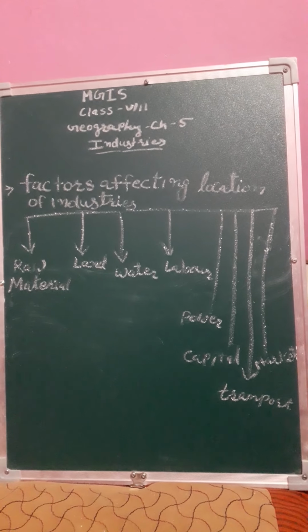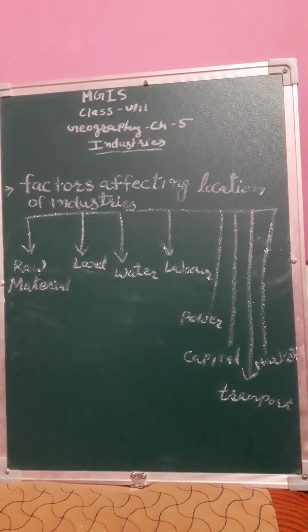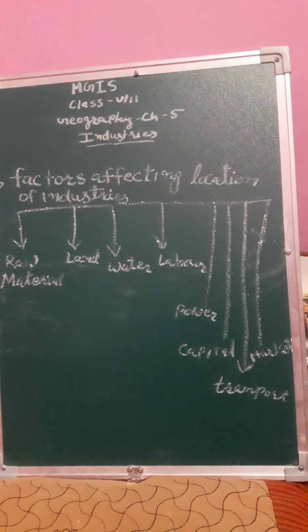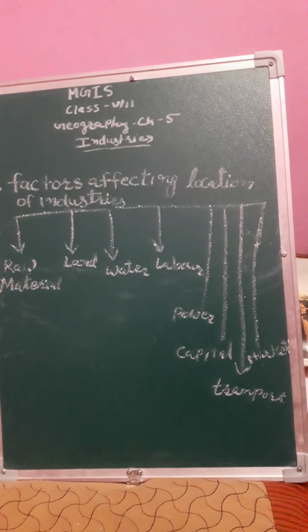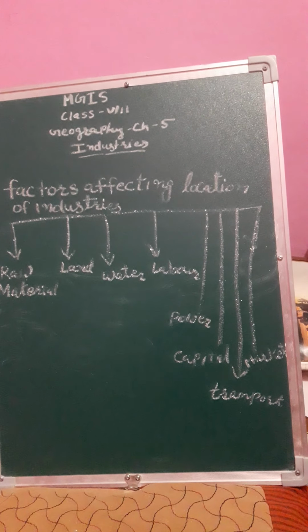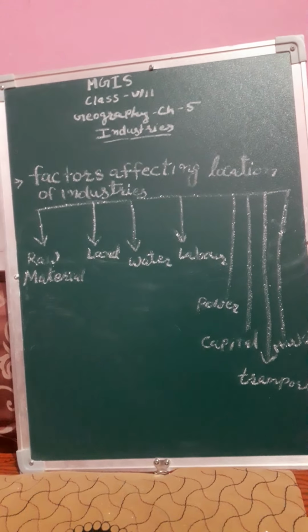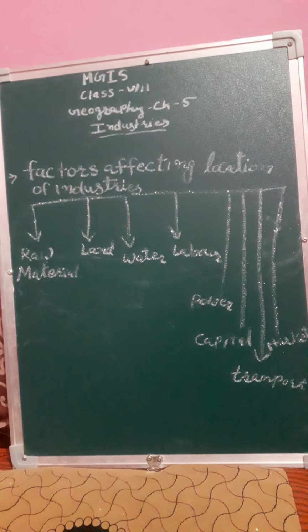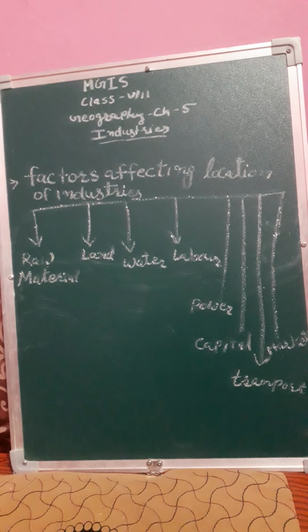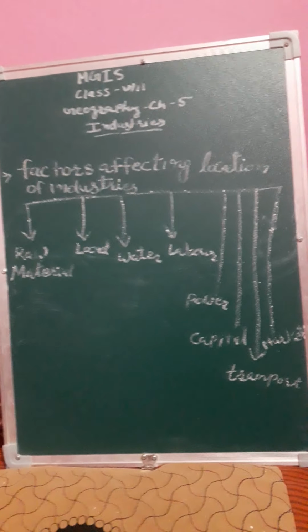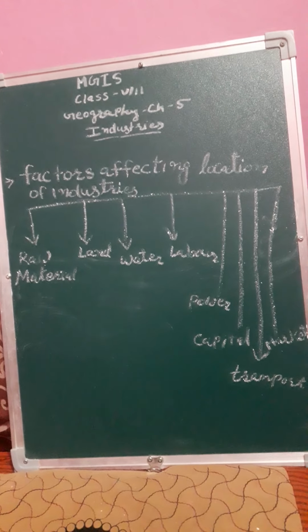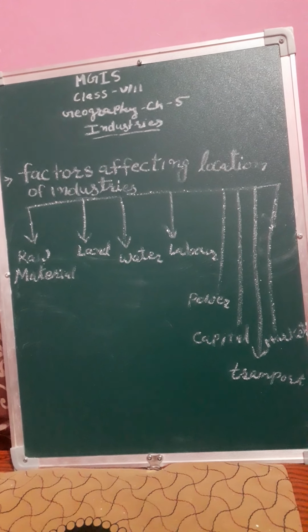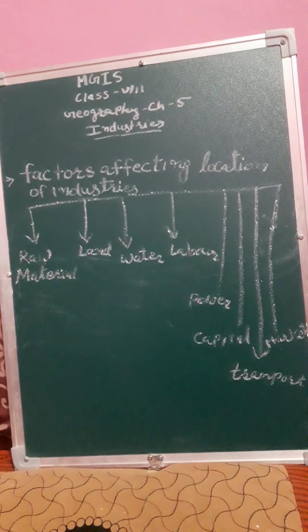Students can review the chapter throughout with the help of these videos. Classification of industries, we have already discussed. Industries are classified on the basis of raw material, size and ownership. Today we are discussing the next topic, factors affecting location of industries.